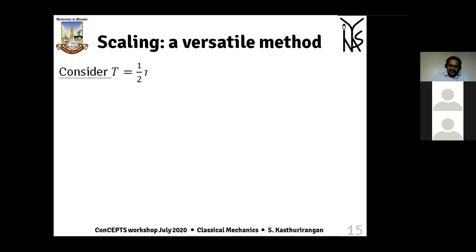This is a very general idea. Consider many systems in mechanics. You will find that the kinetic energy term is of the form half m x dot square, and the potential energy is proportional to some power of n. I'll give a few examples just now, but consider this: kinetic energy is half m x dot square, potential energy is k x to the power n.